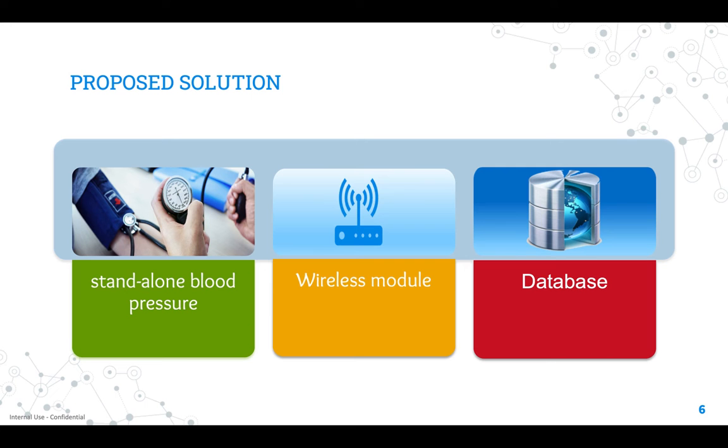So what could be the solution to this? Seeing that the problem is in the lack of data to be able to track and diagnose the hypertensive condition, number one, we can incorporate the blood pressure measurement with a wireless module and an online database so that once the blood pressure measurement is taken, it can be transferred using Wi-Fi to an online database, eliminating the need for paper-based records and providing a secure solution to the storage of data.